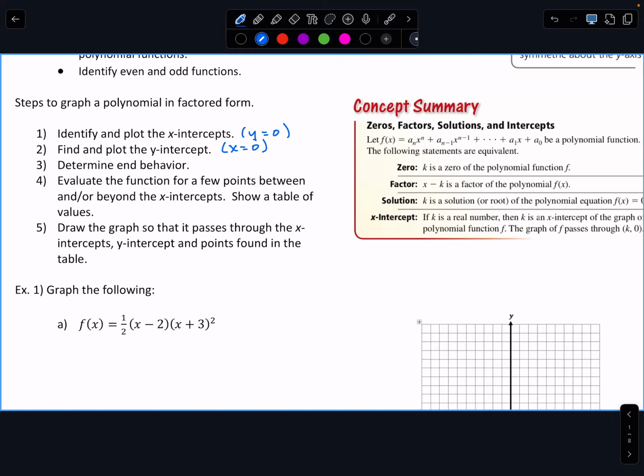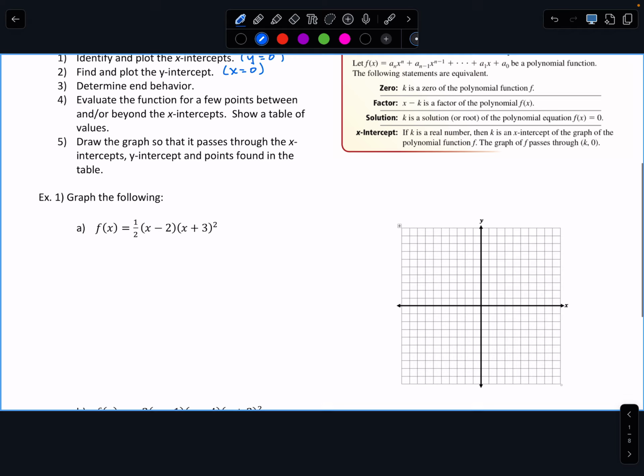Third, determine end behavior: cubic, I'm a little teapot; even, it's touchdown; or you have reflections of those. Fourth, evaluate the function for a few points between and or beyond the x-intercepts. Show a table of values. I'll model that as we go through. Then draw the graph so it passes through all those things you just found.